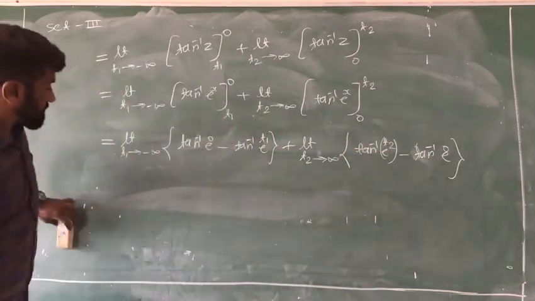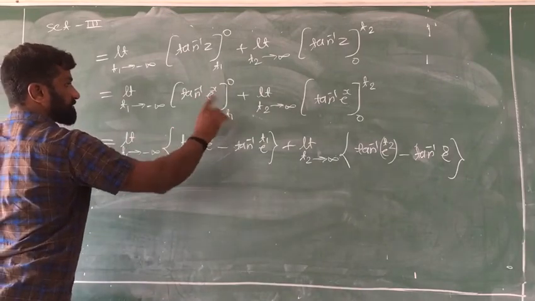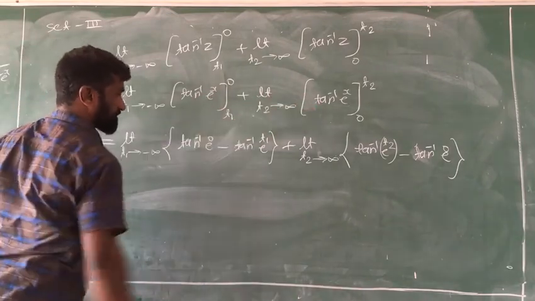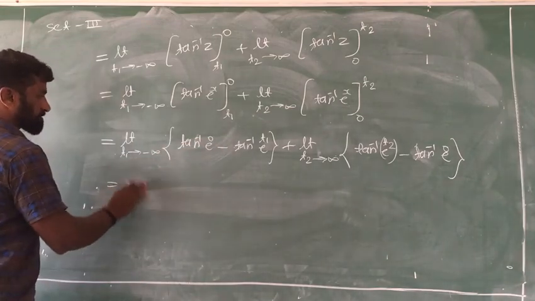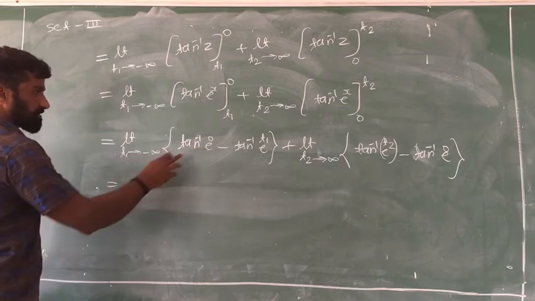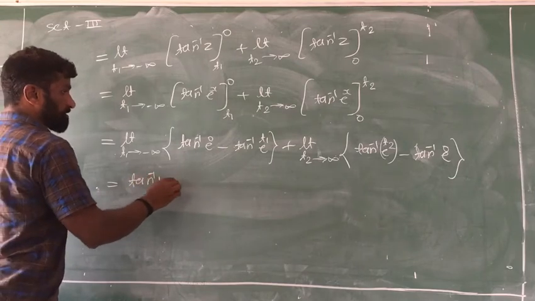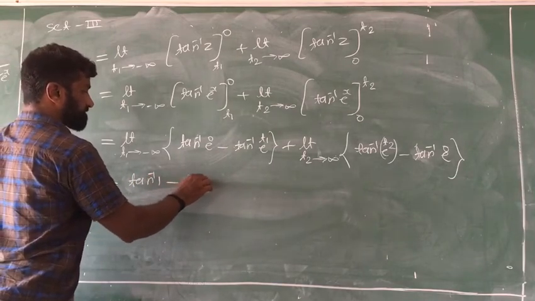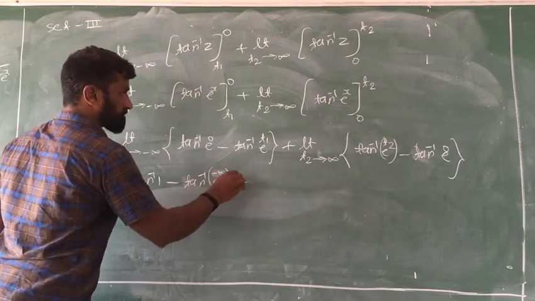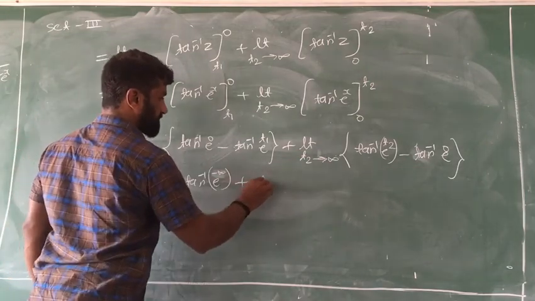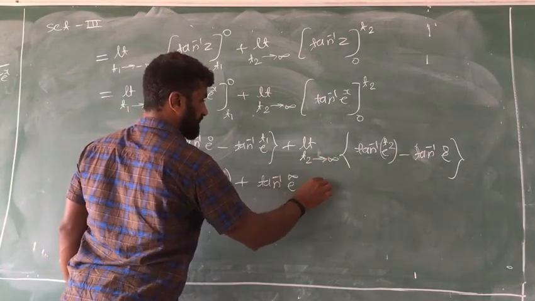Then apply the limit. Where there is x, put 0; where x, put t1; where x, put t2; where x, put 0. Upper limit minus lower limit is easy, it is not difficult for you. So in tan t1, put minus infinity; e raised to 0 value is 1. So tan inverse of 1 minus tan inverse of e raised to minus infinity, plus limit tan inverse of e raised to plus infinity, minus tan inverse of 1.